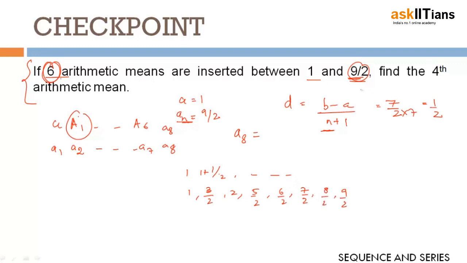It says find the fourth arithmetic mean. Now don't mark this as the fourth arithmetic mean. Most of the students do this. So this was the first arithmetic mean, this is the second, this is the third, this is the fourth. So this will be the answer for this. I hope the illustrations which I have picked justify the concepts we have learnt immediately.